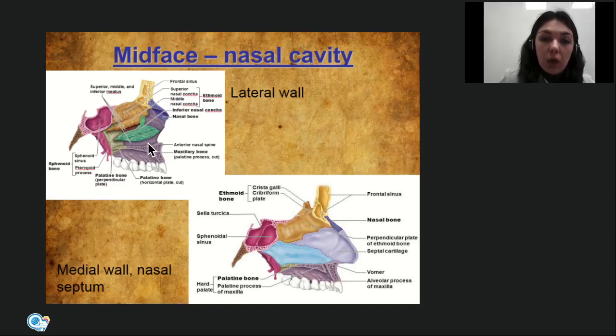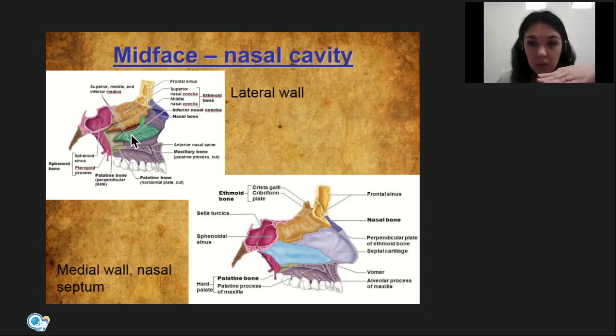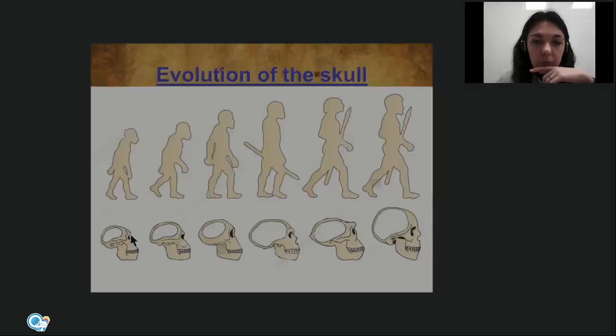You have to know the structure, and you have to know that in the lateral wall, the superior, middle and inferior nasal conchae form the superior, middle and inferior nasal meatuses, and they communicate with the paranasal sinuses. You should know which paranasal sinus communicates with which nasal meatus. Okay.